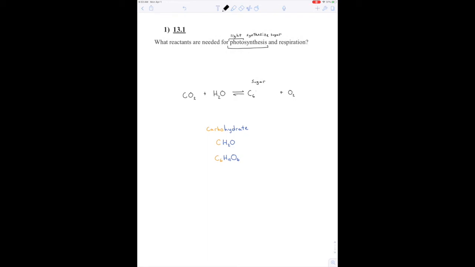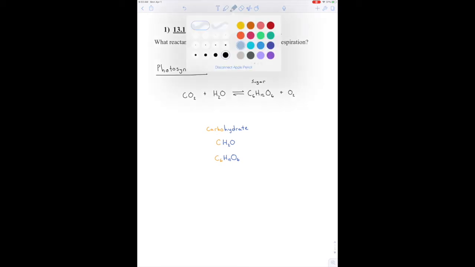One of the simplest sugars that plants tend to make. And so that is the sugar that's made by plants in photosynthesis. So this is photosynthesis. And notice here, they really just want the reactants. Now the reactants are everything on the left side of the arrow. So for photosynthesis, that's going to be carbon dioxide and water. Those are the reactants for photosynthesis.